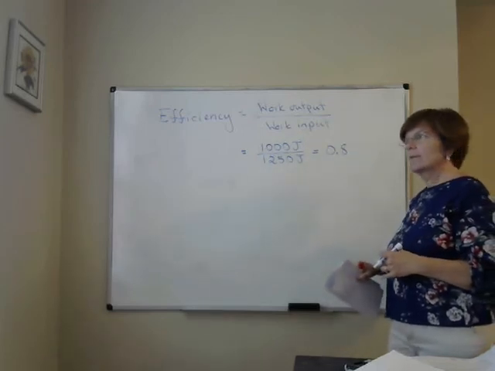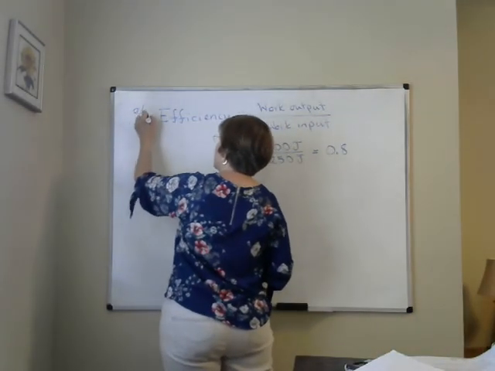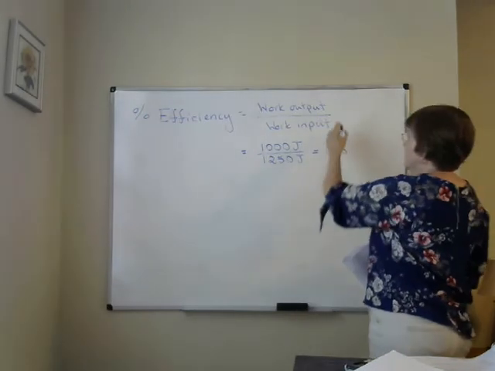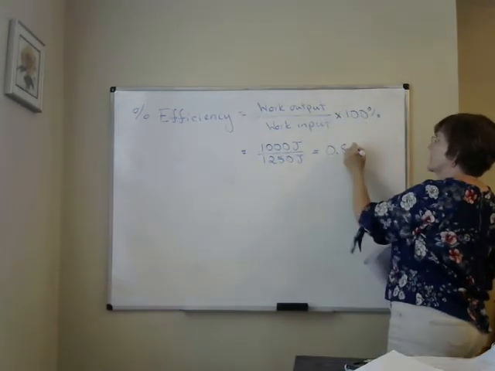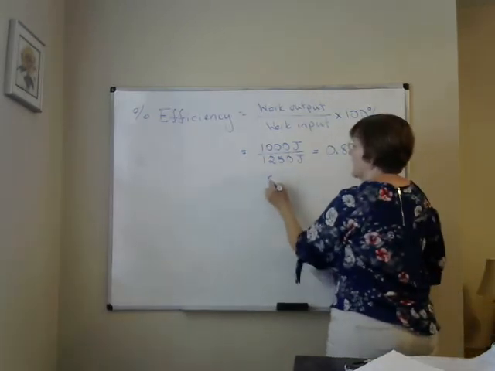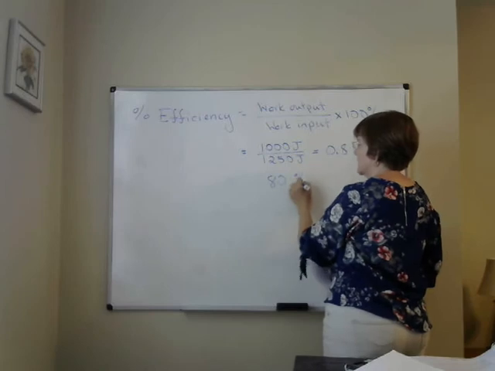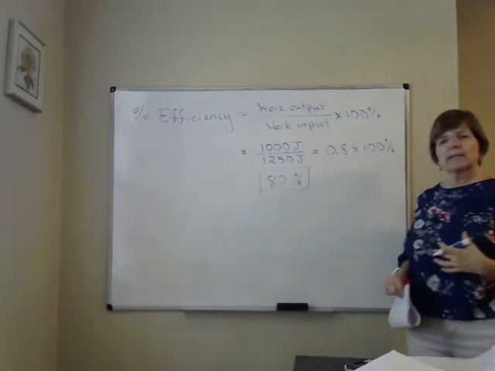Most of the time, however, we want to make this a percent. So if I want to get percent efficiency, I'm going to take my fraction here and I'm going to multiply by 100%. Well, if I multiply this by 100%, I get 80%. So that's how we calculate efficiency.